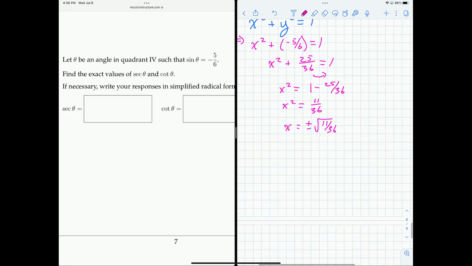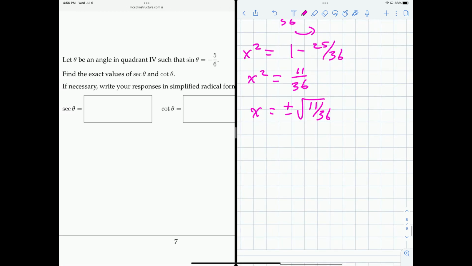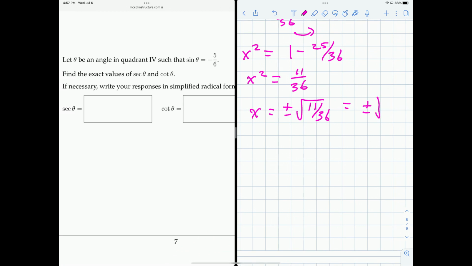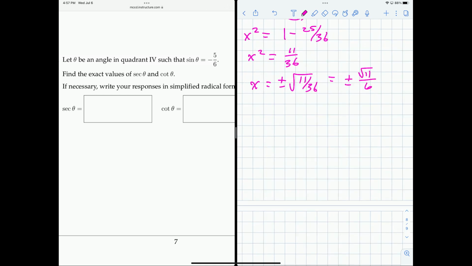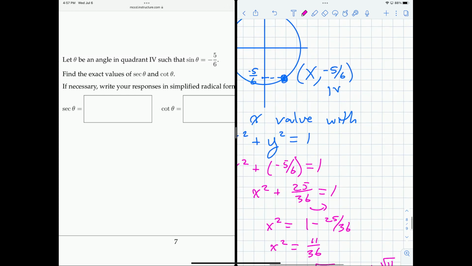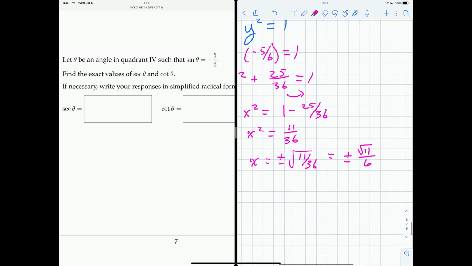That is, by the way, plus or minus root 11 over 6. Okay, so that's what you get. Now, it's not both the plus and the minus. That's where you have to remember your picture. We are down here in quadrant 4, which means the x value should be positive. So the x value here is going to be the plus root 11 over 6.